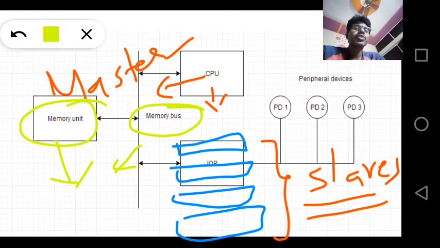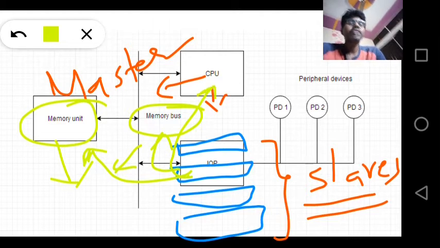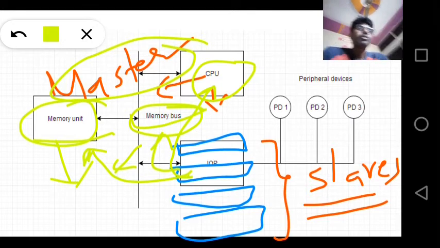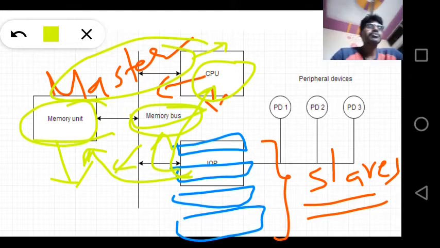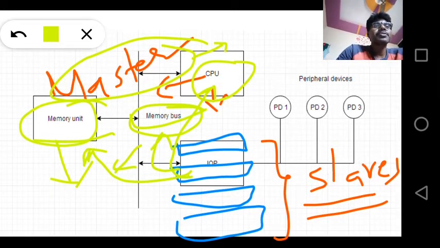If any IO processor wants memory or the system bus, then it should make a request to the master. The CPU controls the sharing of memory bus and memory unit. That is what we mean by master. The CPU acts as a master and the IO processor acts as a slave processor.